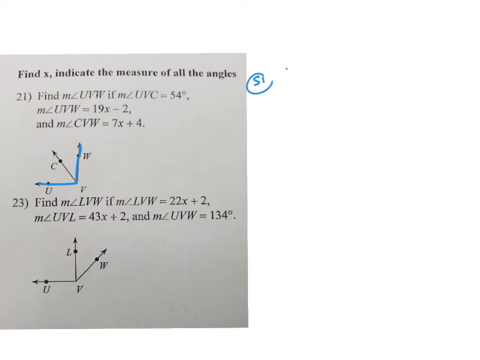So step 1, right? Big angle. The big angle is angle UVW or WVU. So I look through my problem. I look for UVW. It says find UVW if UVW is 19x minus 2. So right here, this line is going to give me all the information I need.